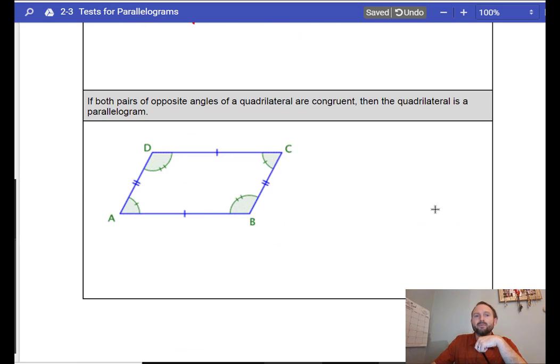Let's go on. If both pairs of opposite angles of the quadrilateral are congruent, you're like, all right, look, these are congruent, and these are congruent, then it's a parallelogram. Basically, from the last section, we said, hey, if it's a parallelogram, then the opposite angles are congruent. Well, now we're saying the converse. If the opposite angles are congruent, then it's a parallelogram. We are proving that this quadrilateral is a parallelogram. Let's go on.